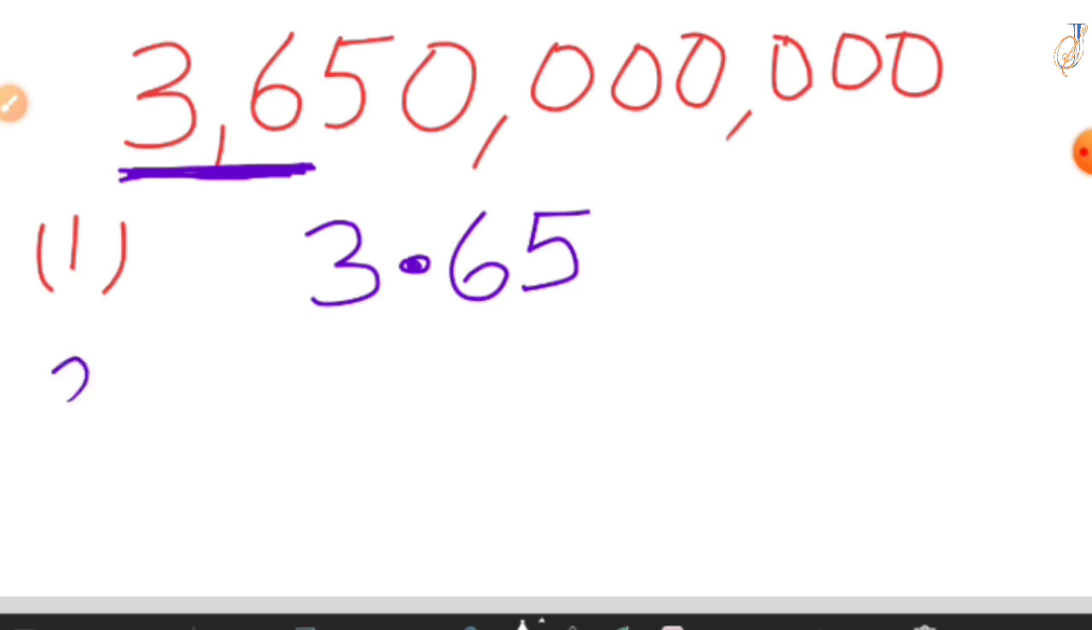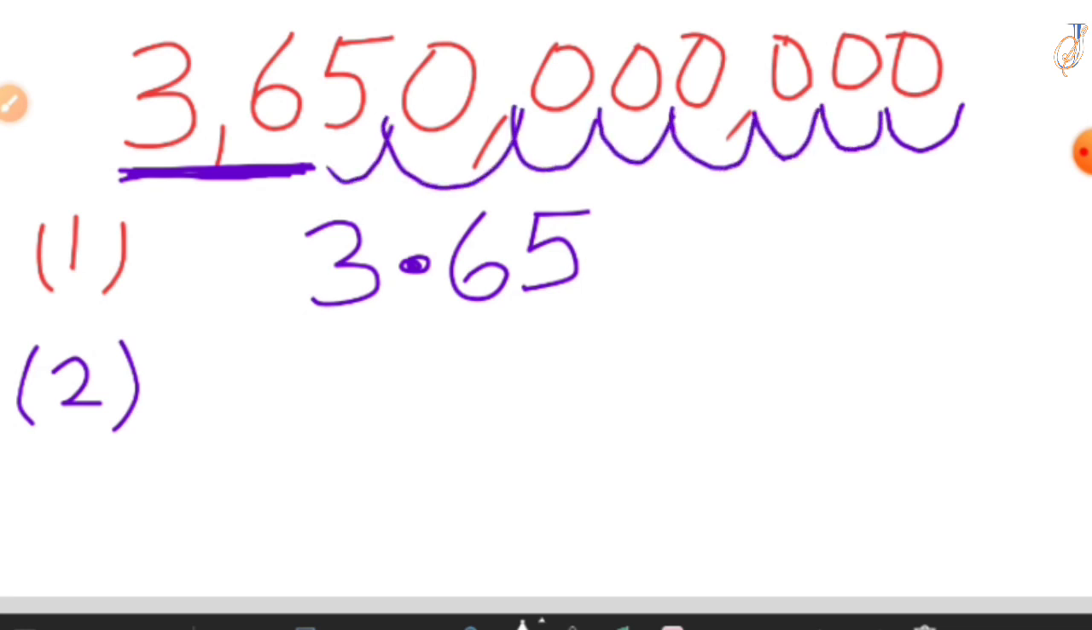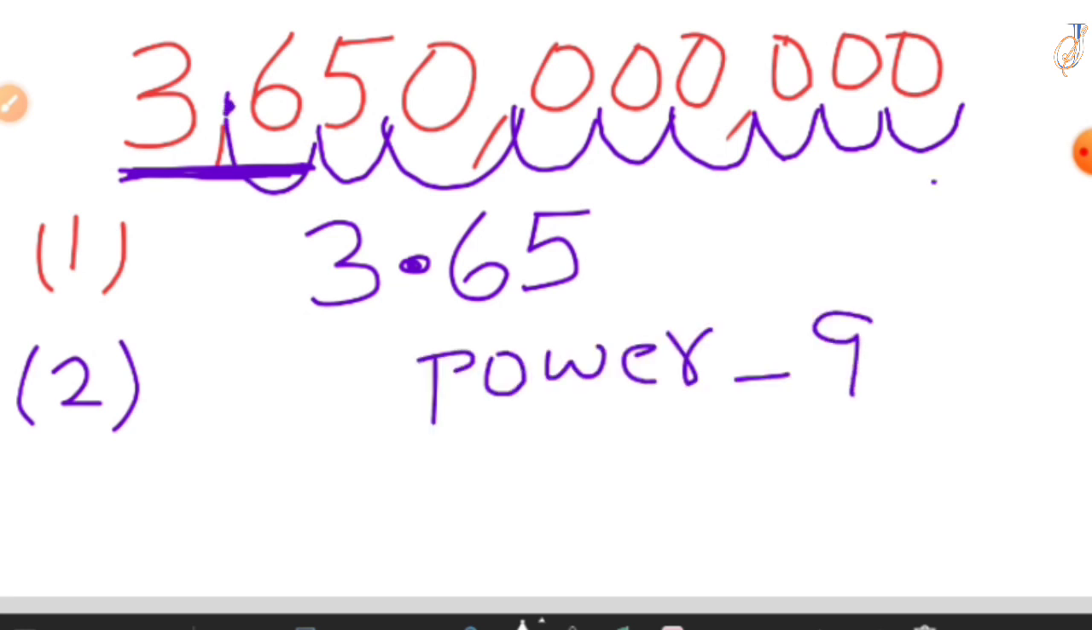Now we go to step 2. Count the number of places you move the decimal, that will be the exponent. You have to count the number of places. Count from right. From here: 1, 2, 3, 4, 5, 6, 7, 8, 9. You are creating the decimal here. Power is 9.